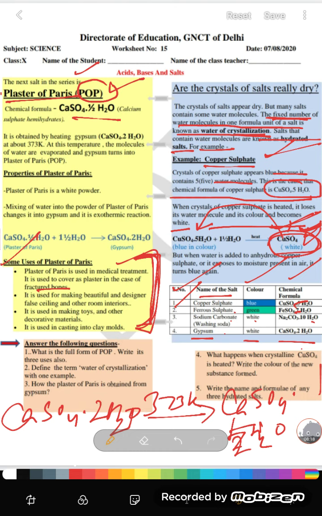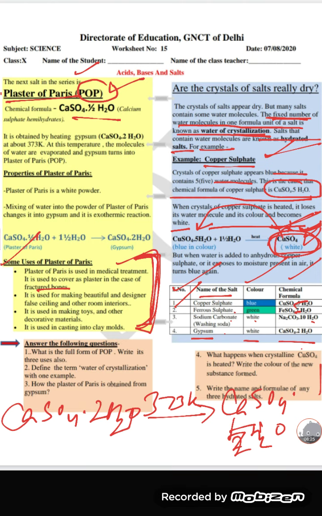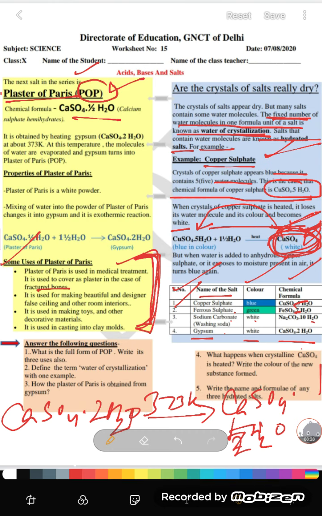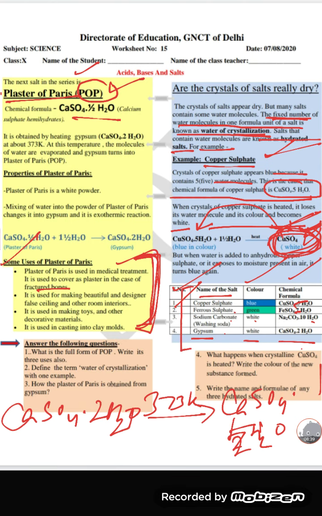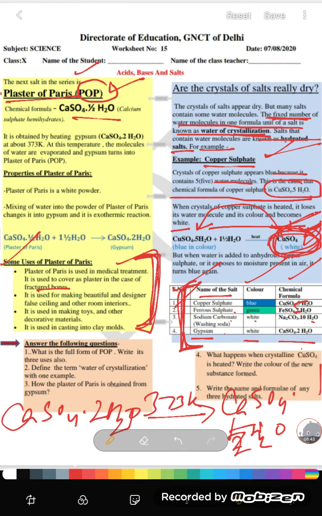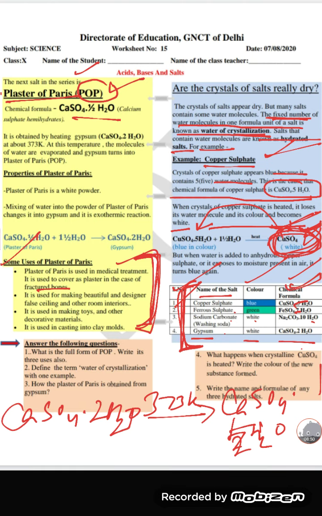The fourth question: what happens when crystalline copper sulfate is heated? Beta, it loses its water molecules and is converted into white color, and write the color of the new substance. Again, I told you it is white in color. Next, write the name and the formula of any 3 hydrated salts. Beta, you can write any 3, whether it is copper sulfate, ferrous sulfate, sodium carbonate, or gypsum, with their chemical formulas.